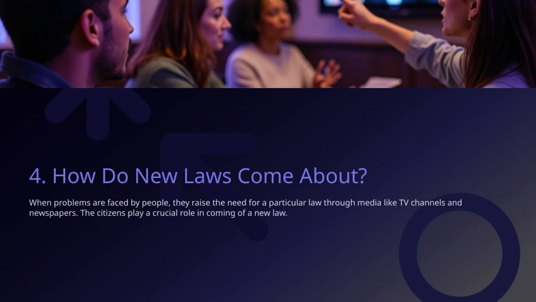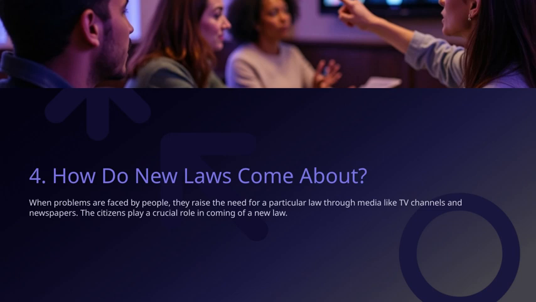And here's a key point. Citizens play a crucial role in this entire process. It's not just about the government deciding what's best. Public opinion and active participation can really influence the creation of new laws. When enough people voice their concerns, lawmakers notice and are motivated to act.